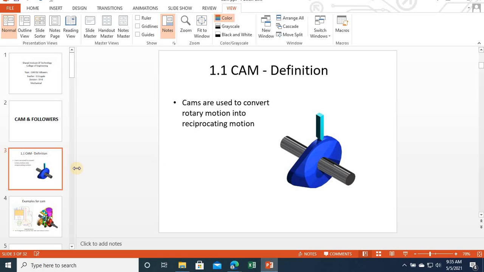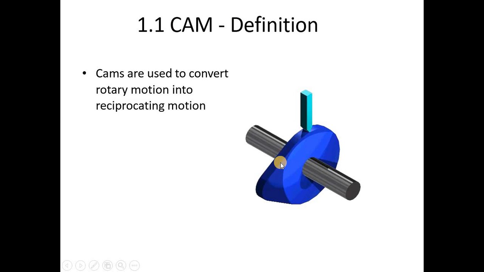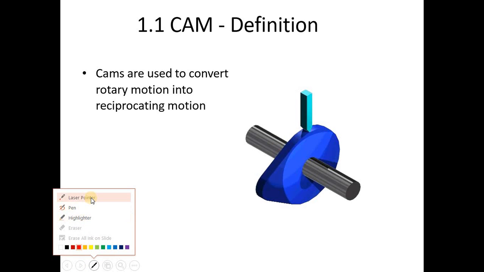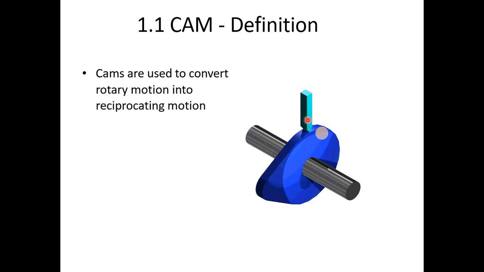So look at this, what we call a cam and follower. The cam and the follower have a line contact. Look at this, these are having a line contact. I will take the laser pointer. Look at this, this is having a line contact, so it must be a higher pair.